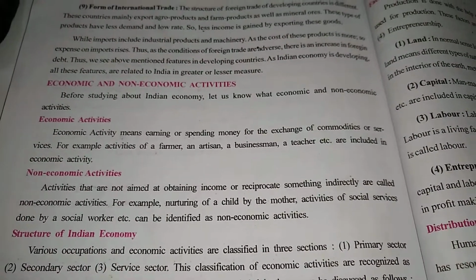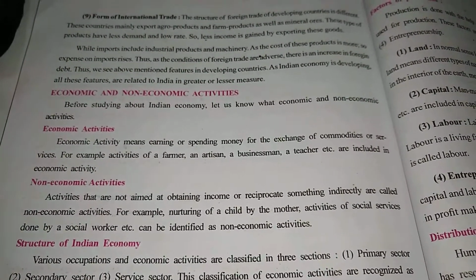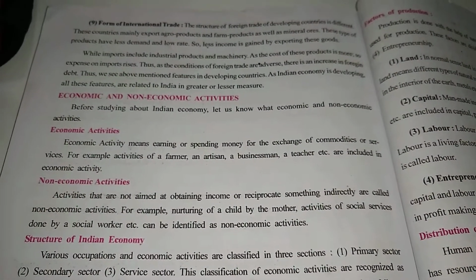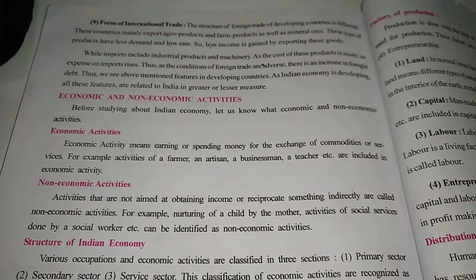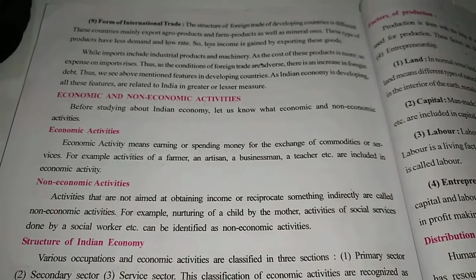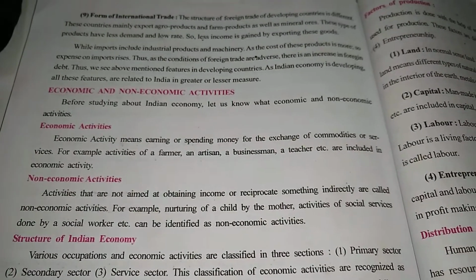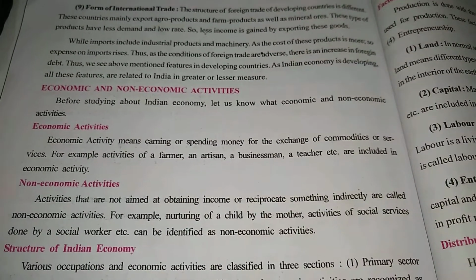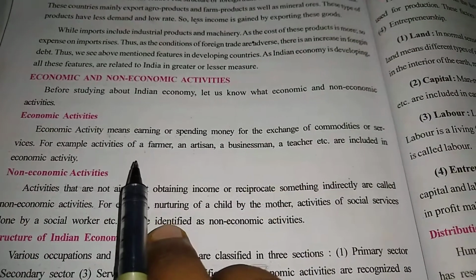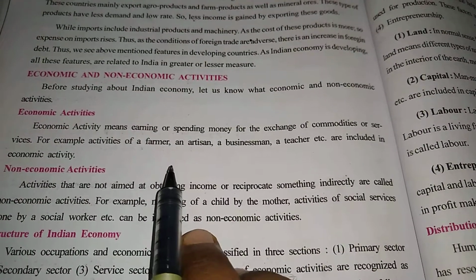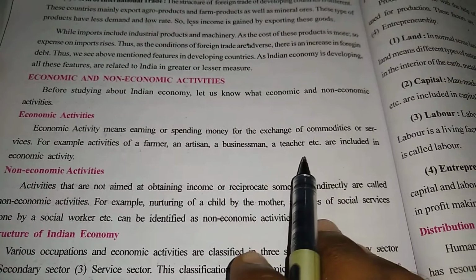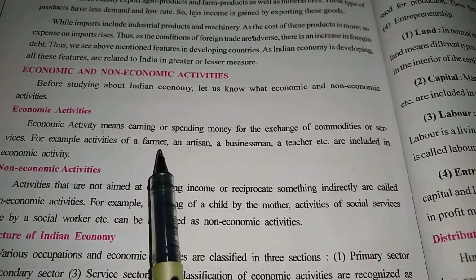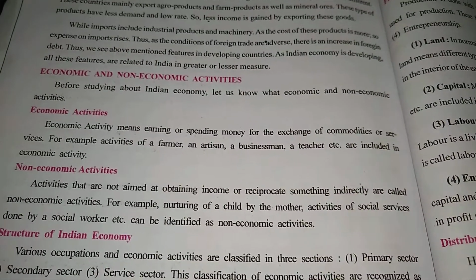So economic activity involves money. Either you are earning money through selling commodities or providing services, or you are spending money to purchase commodities and to get services. That's why economic activity is related with earning or spending money. The examples are the activities of a farmer, artisan, businessman, and teacher. They all are included in economic activity.